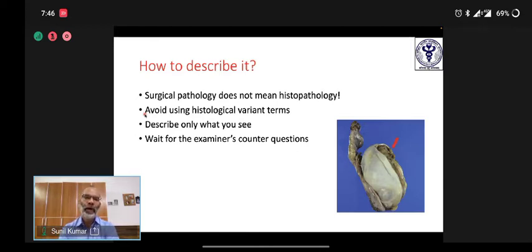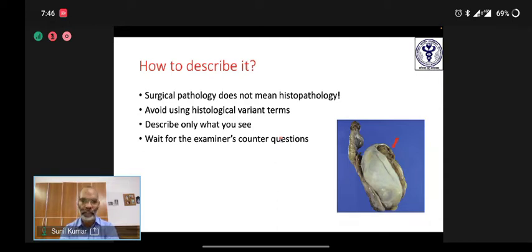Like I said, surgical pathology and histopathology are not synonymous. I pointed here, you can see, if you say, sir, this is a seminoma of testis, again, the person will be offended. I'm not sure whether this is a seminoma or non-seminomatous tumor. All I know is that this is a testicular tumor, which may be lymphoma also. That has to be analyzed further. So surgical pathology is different, and histopathology should not be muddled up.